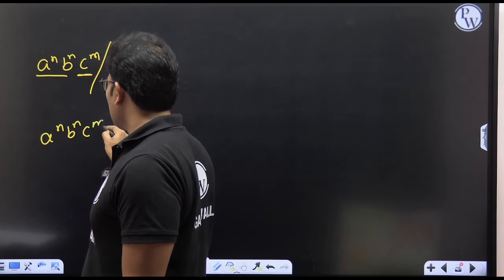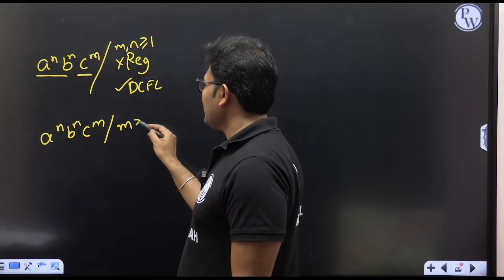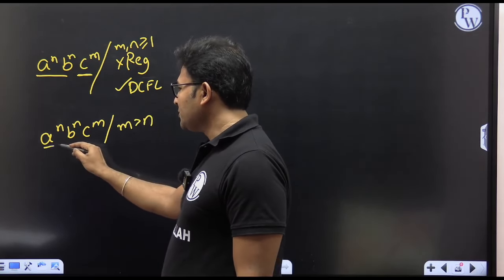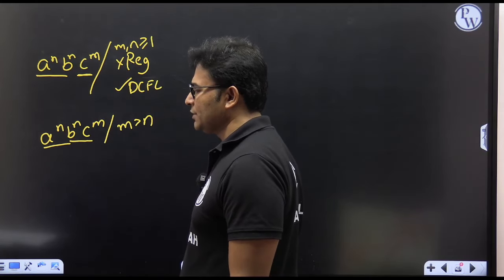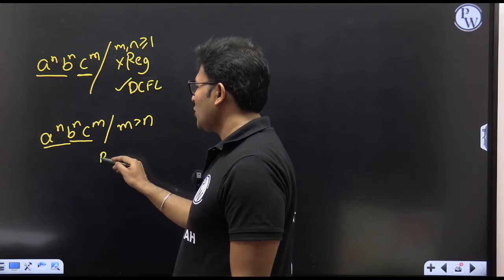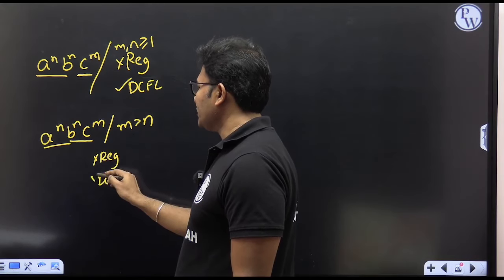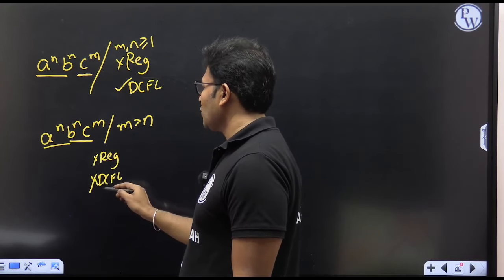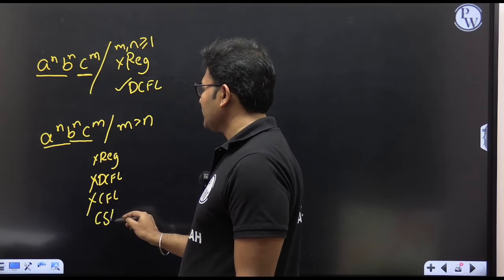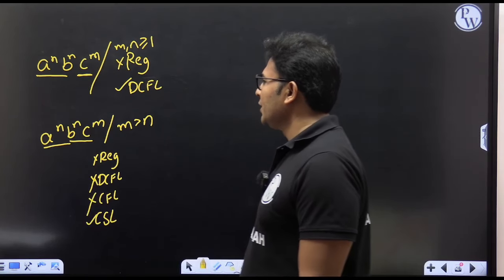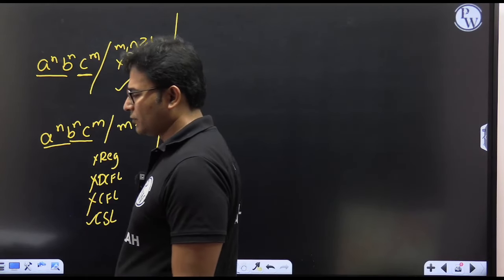But here, if I do a small change to it, if I say A power n, B power n, C power m such that m is greater than n, which means here A's and B's have to be compared and then B's and C's have to be compared. Both of them have to be done simultaneously, right? So definitely this is not regular. Deterministic context-free language cannot do it, and CFL also cannot do it. Therefore, it is CSL. Later, I will show you how it is CSL.